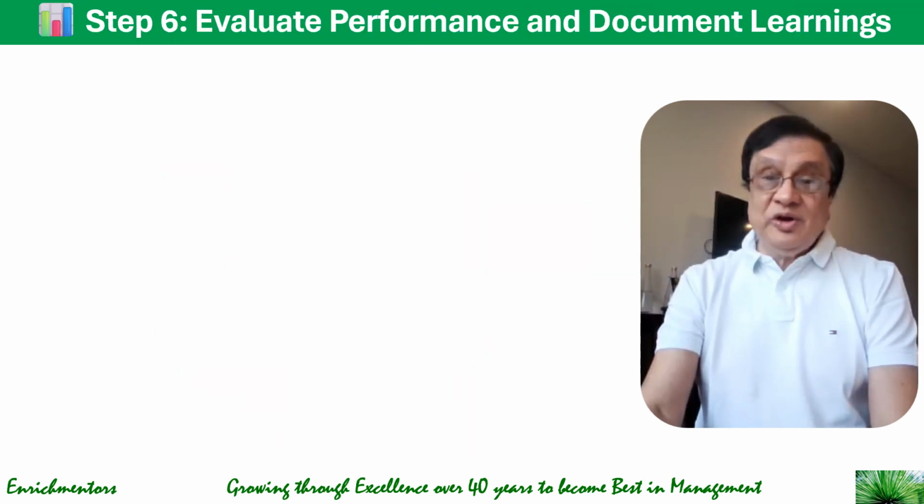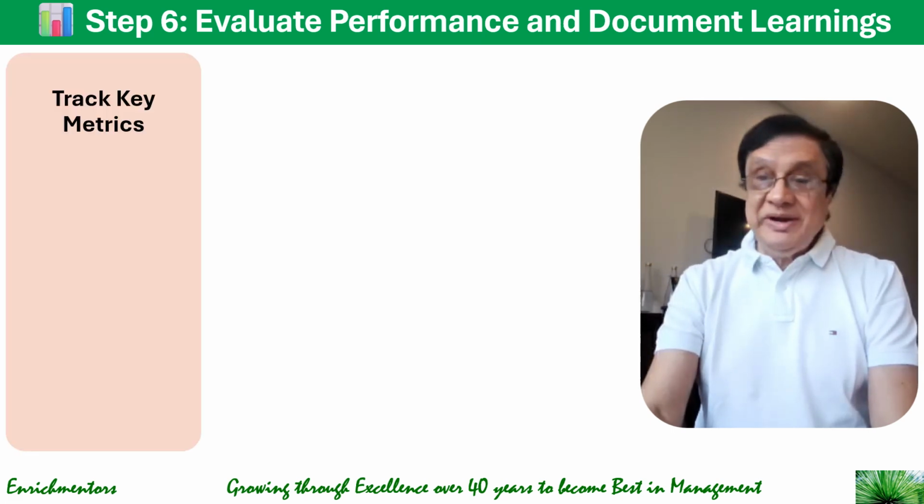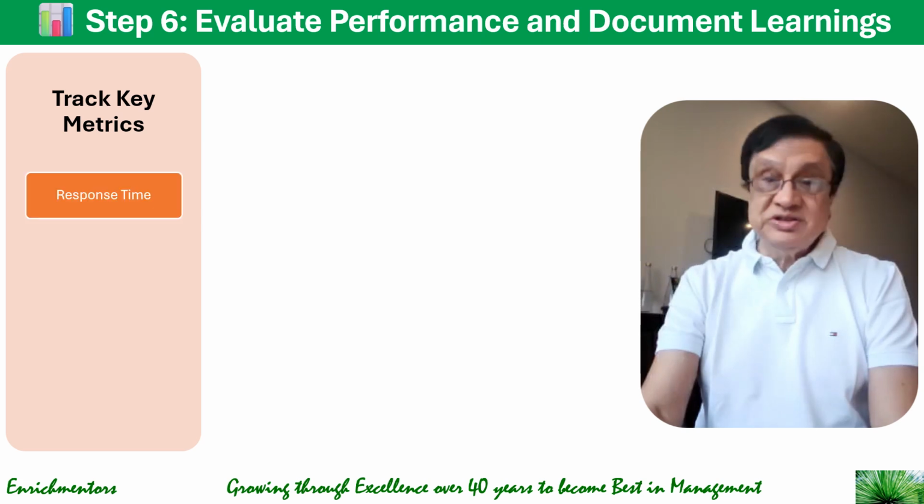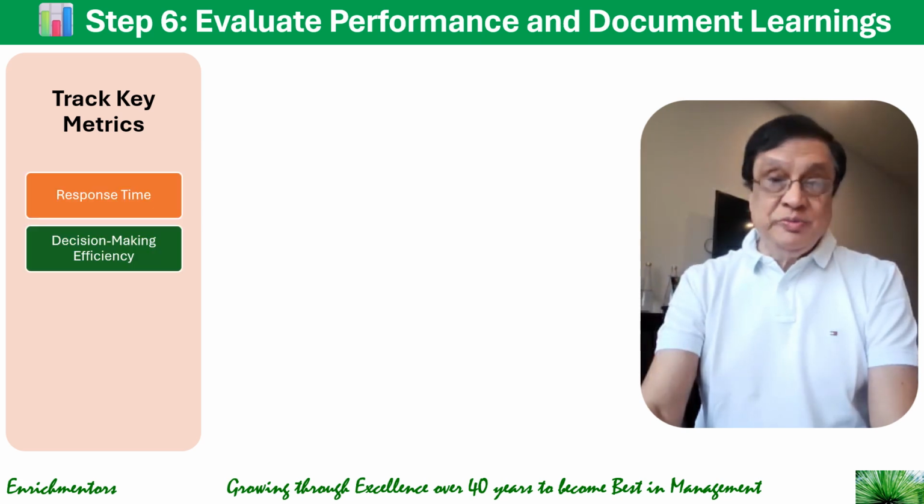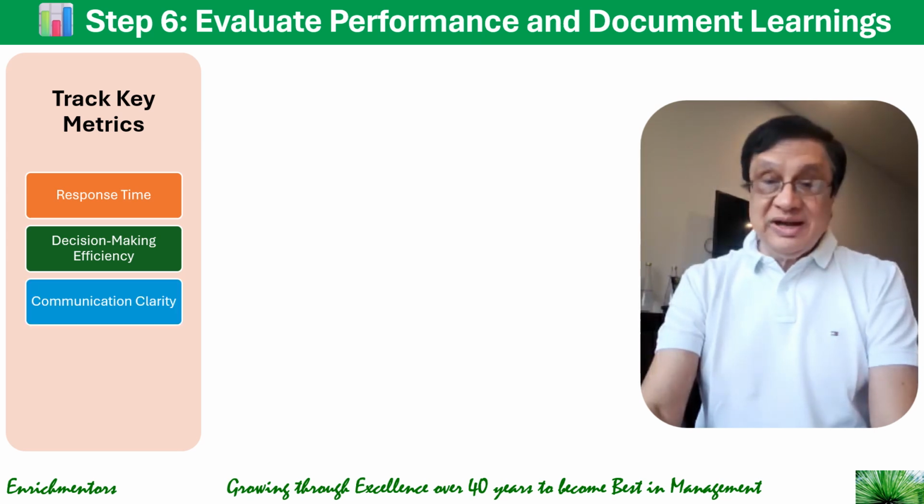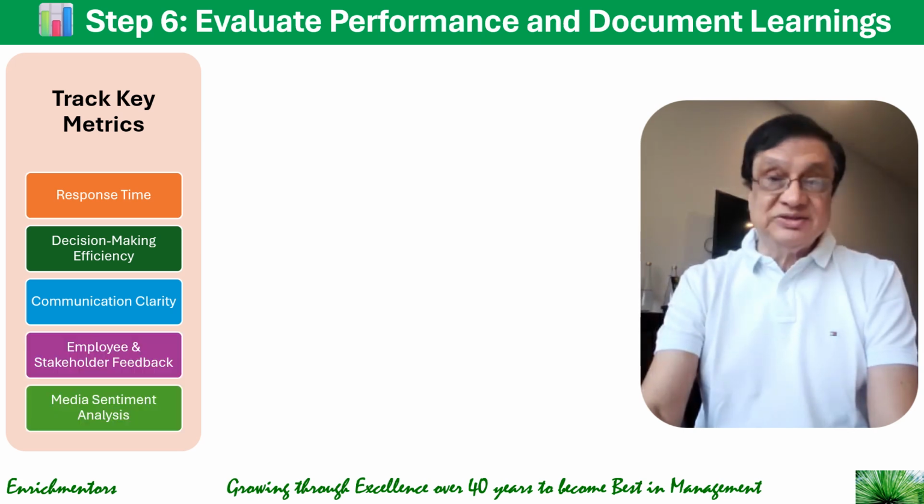Then you evaluate performance and document learnings from the drill, because post-exercise evaluation is critical for continuous improvement. Now, how can you do this? You need to track metrics. What are the metrics you need to track? One is the response time. How quickly did you respond? Decision-making efficiency. Were you making decisions well in time, and good decisions? Communication clarity. Were the communications clear? Employee and stakeholder feedback, and media sentiment analysis. So these are the key metrics that you need to track.